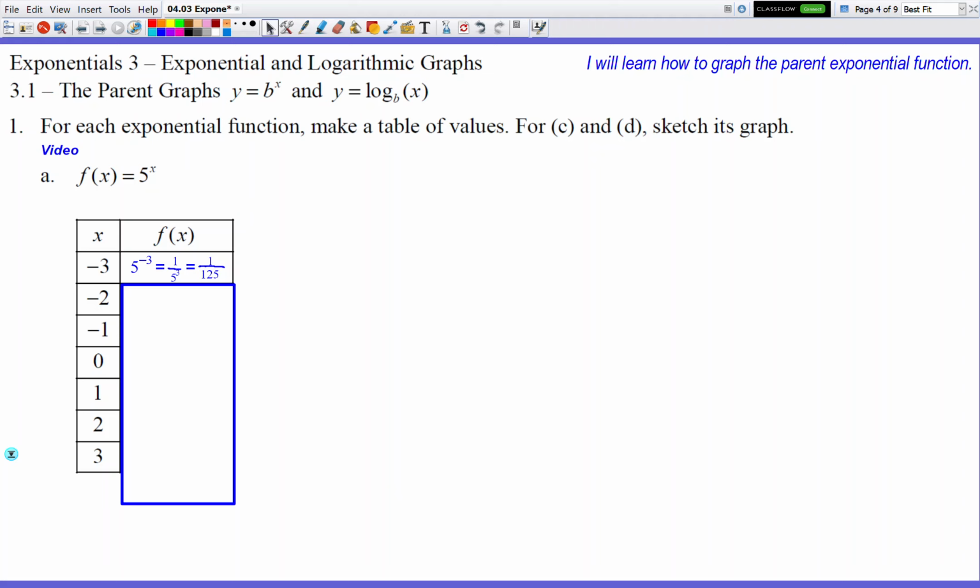And the power of 3 says you're not just going to put one 5 on the bottom, you're going to put three 5s on the bottom. So it's going to be 1 over 5 to the power of 3, which when you multiply all that out, you're going to get 1 over 125. Okay? And then we're going to plug in -2 for x and do the exact same kind of computation.